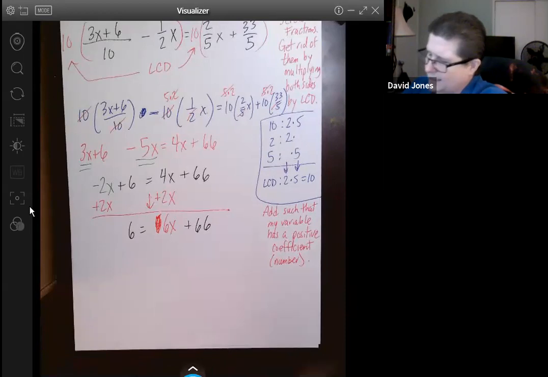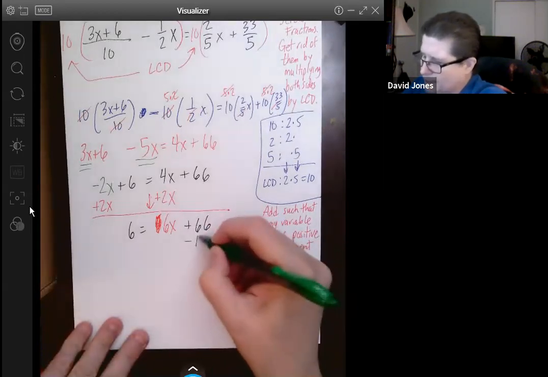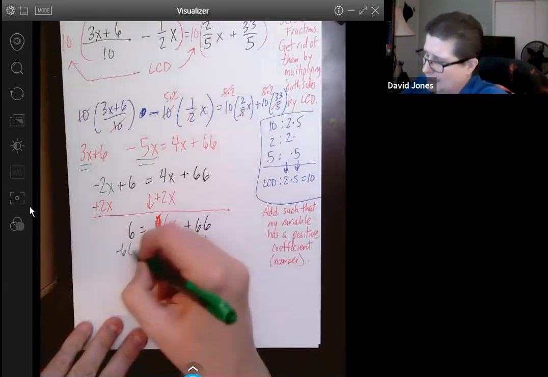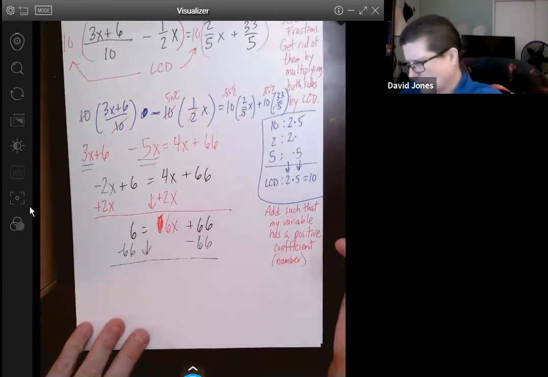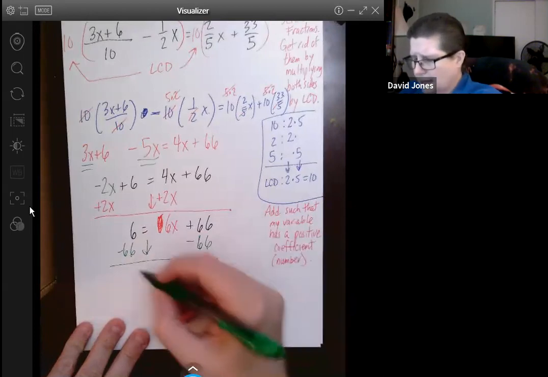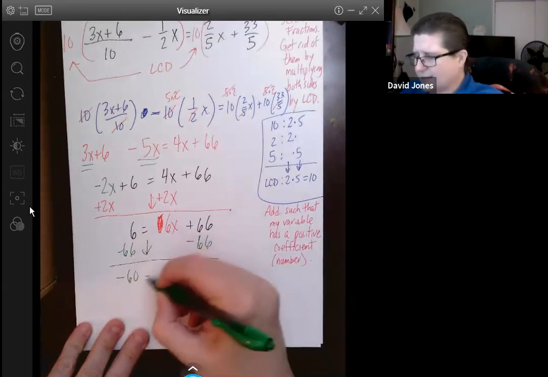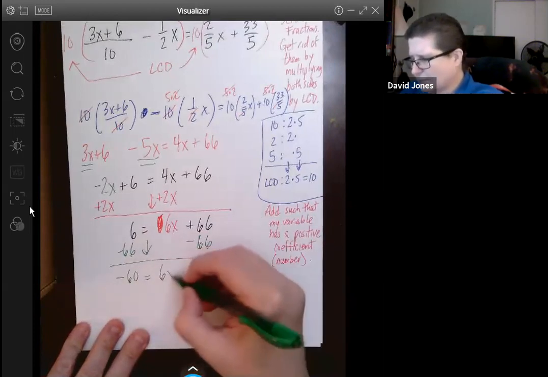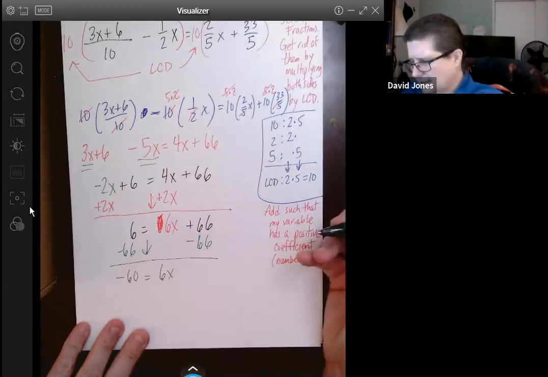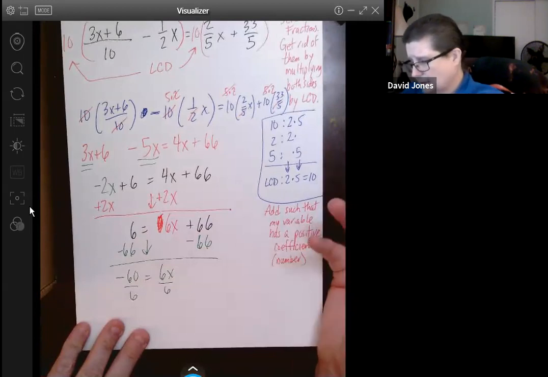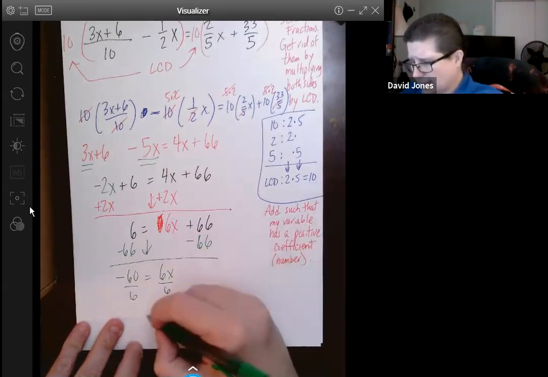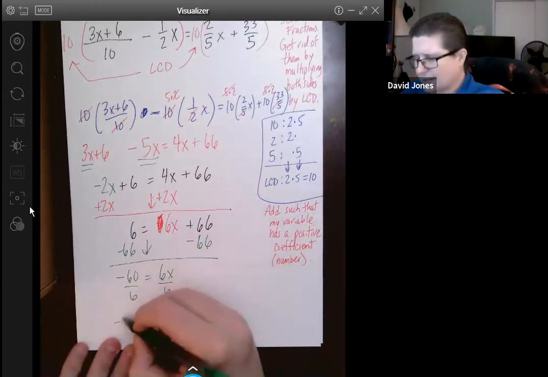I subtract 66 from both sides. I'm doing the opposite of what's there now. And I start with the addition or subtraction. And I get negative 60 on the left, 6x on the right. Finally, I divide by 6. And the right side is just x, the left side is negative 10.